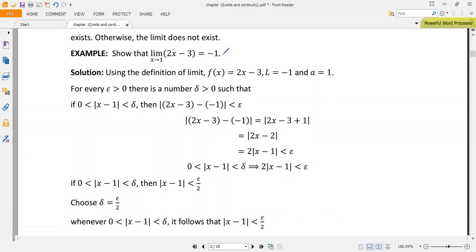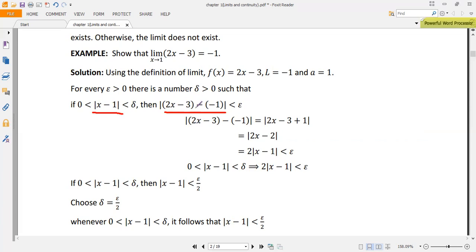Using the epsilon-delta definition, the function is 2x minus 3, L is minus 1, and A is 1. So for every epsilon greater than 0, there exists a delta greater than 0 such that 0 less than the absolute value of x minus 1 less than delta implies the absolute value of 2x minus 3 minus (minus 1) is less than epsilon. We are going to work on this side to make it similar to this part, so that we can find the relation between epsilon and delta.